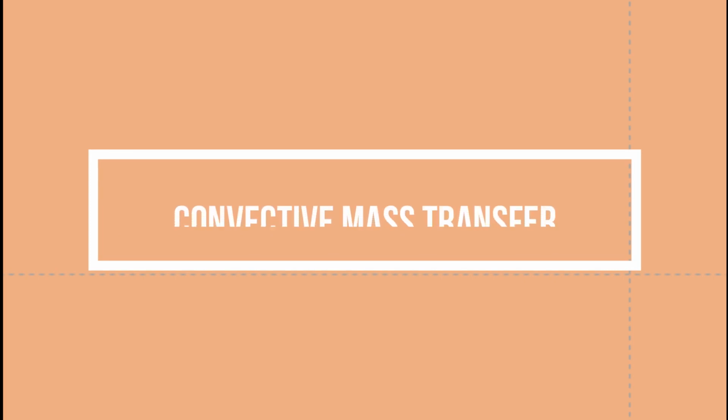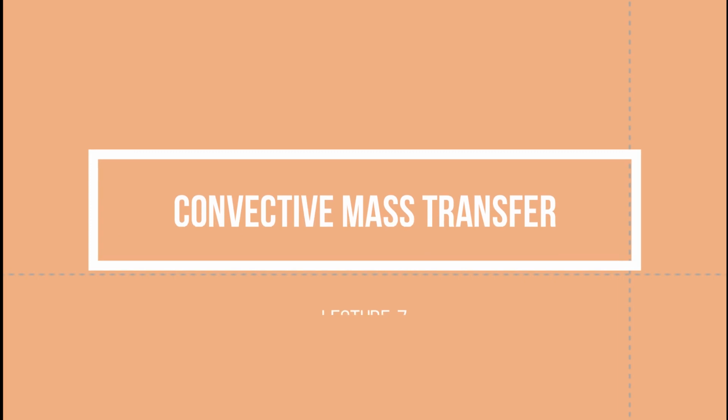The ultimate objective for this lecture is mainly focused on convective mass transfer. In this lecture, first we have to discuss what is meant by convective mass transfer. Then we move on to the various non-dimensional parameters used in this analysis. Further, we have to discuss the various correlations related to convective mass transfer. Then with the help of these correlations, we have to solve the problems in convective mass transfer. Let's start.